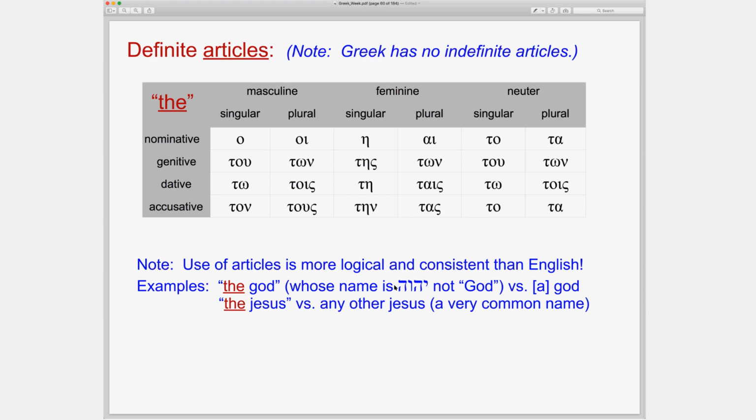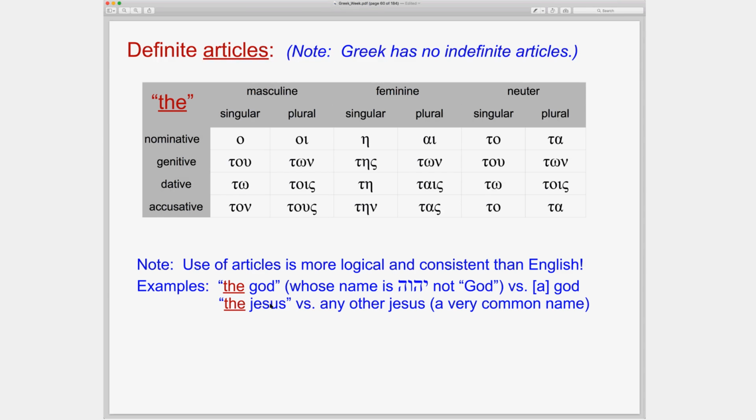So in Greek, you'll hear about the God. Well, we in English have capital G-O-D, and so we call him God, but that's not his name. His name is Yahweh. There's the Hebrew right here, and it is the name of the God of Israel. So when they say the God, they're referring to the God that we're talking about, which is the God of Israel, not any other God.